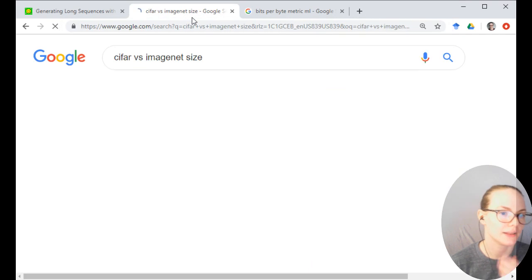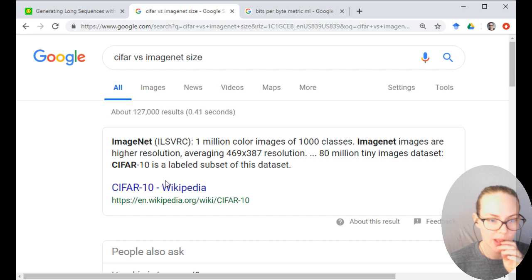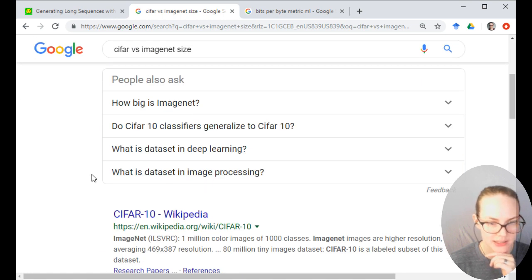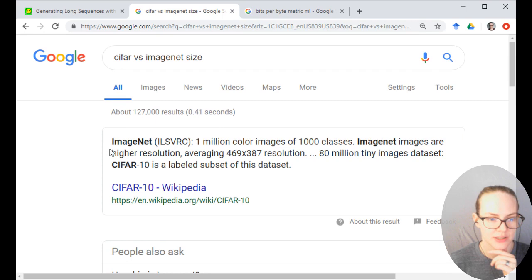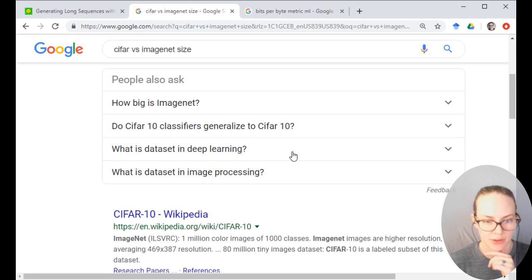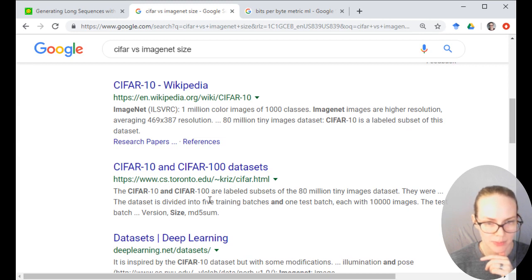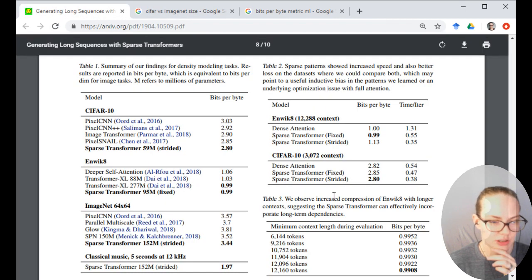ImageNet size. Blah, blah, blah. CIFAR is a labeled subset of 1 million images, and ImageNet is 1 million images of 1,000 classes. Labeled subsets, each with 10,000 images. Okay, yeah, so CIFAR-10 is smaller.